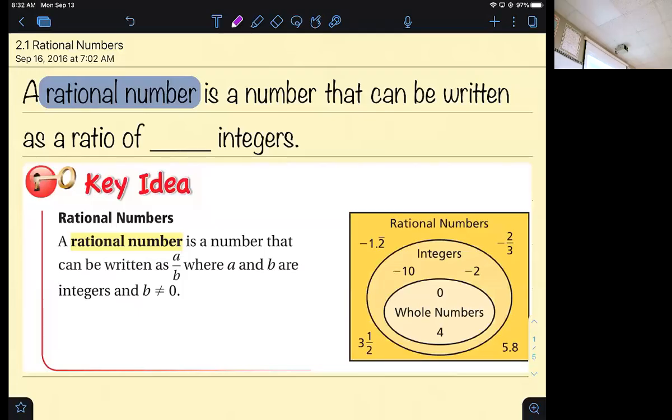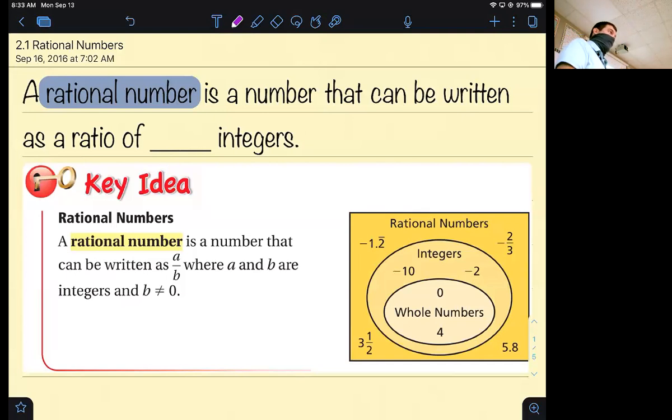Okay, rational numbers is the title of our chapter. We've been working with integers in our last chapter. Integers are a specific type of rational number, just like Chevy is a specific type of vehicle. Rational numbers are a large group of numbers. They include almost every number that you can possibly think of.